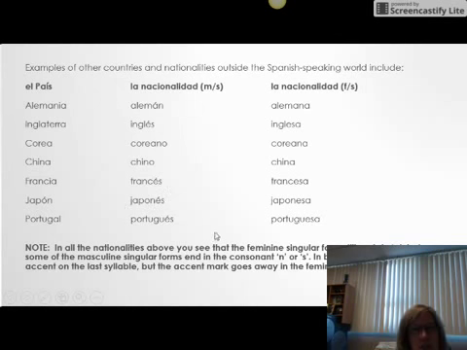Portugal, and their nationalities. What I'd like you to note here is that in the feminine singular form, when the nationality ended in an N or an S, to make it feminine, you simply added that A. And this happened with coreano, chino, francés. All of them end in either an N or an S in their masculine form. We add the A to get their feminine form. But the other point you need to notice is that the accent mark on that last syllable goes away when you add that additional letter because you're adding another syllable.